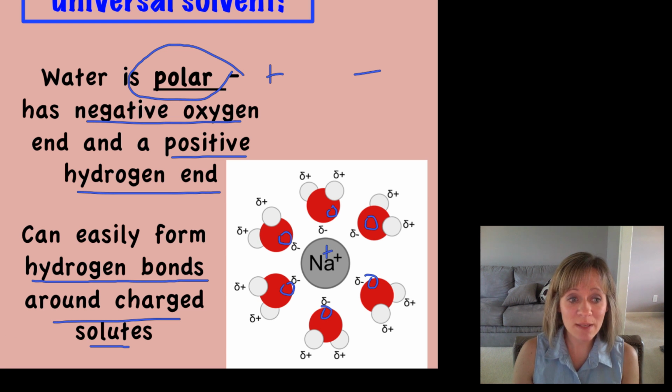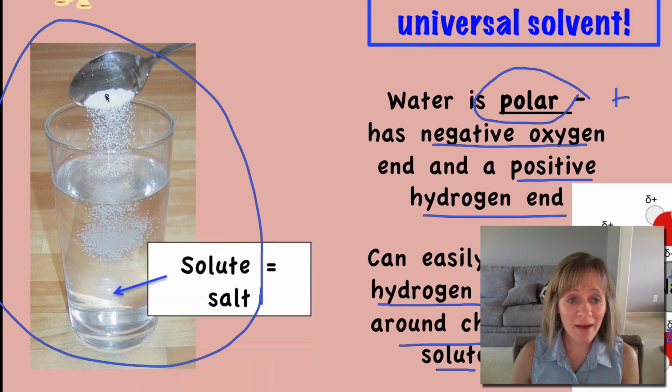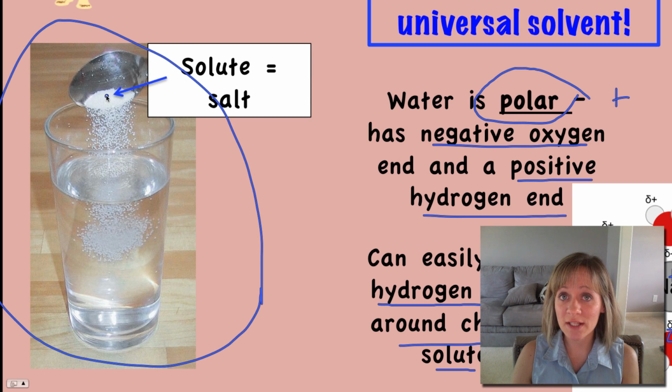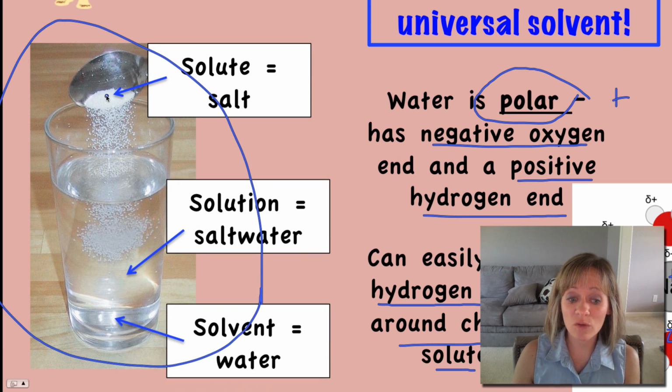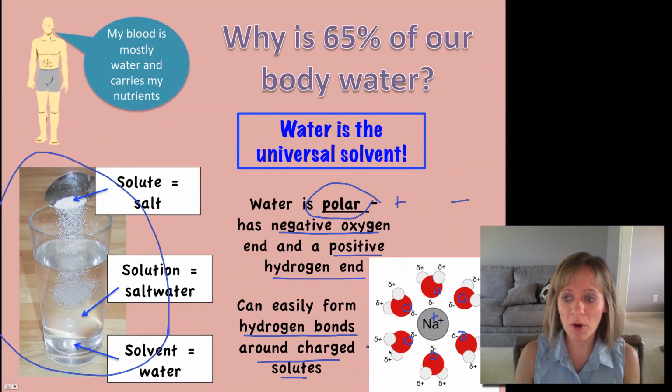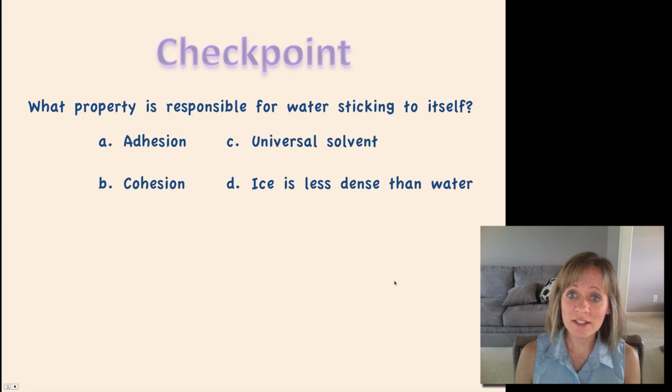So it's, for example, salt water or sugar water. What we have there is the solute is the salt, and that's a charged particle. The solution is the salt water that's made, and the solvent is water. And so water is polar, and it's dissolving those charged particles just like you see in that figure here. So water is the universal solvent. Here's your checkpoint, and you can just click right on the answer.